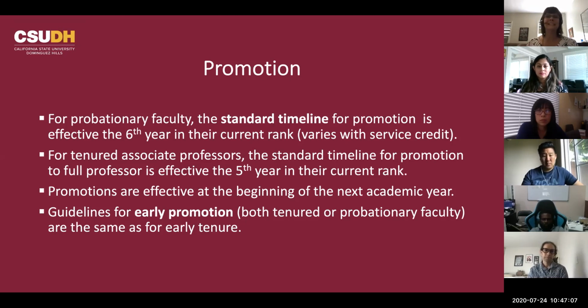Promotions are always effective the beginning of the next academic year. So you will see your promotion pay increase reflected in your first paycheck coming after you start your next academic year. We've gotten a few questions about that from folks who've just gotten tenure. So if you're a QY faculty, October 1st would be that first pay period of the new academic year. Okay, so that's when your pay increase would be effective. Guidelines for early promotion are the same as for early tenure, and we'll talk about those shortly.